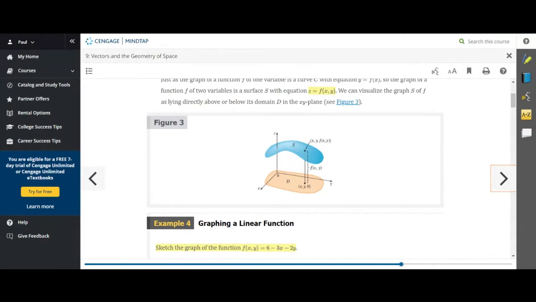So in figure 3 here, they have a domain. Look at the domain: the domain is that region D in the xy plane, and then your function of x and y is the z value. So if you take the x, y, and z value and plot them, you're going to get a surface S above the region D, above your domain. Does that make sense on figure 3, what you're seeing there?